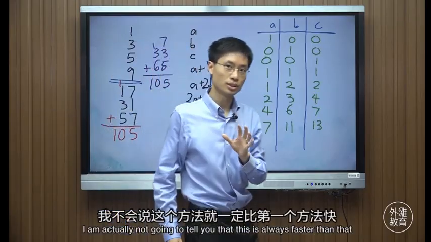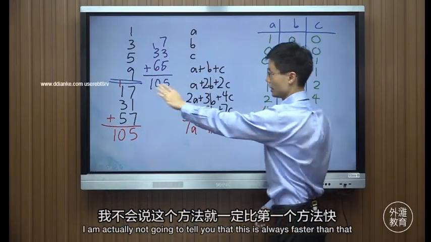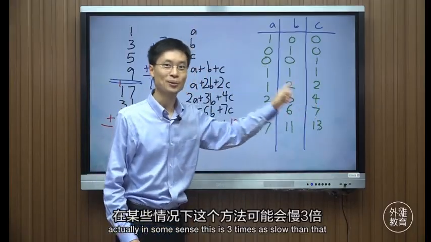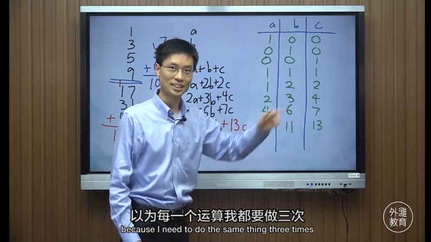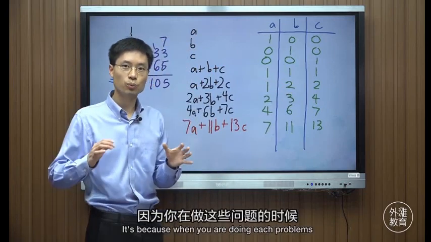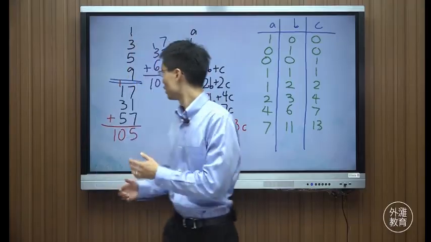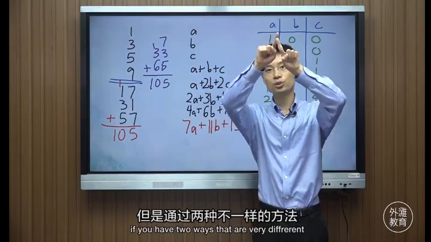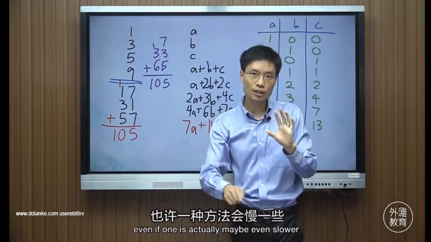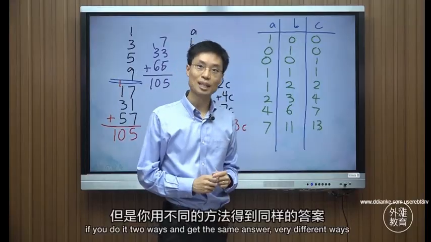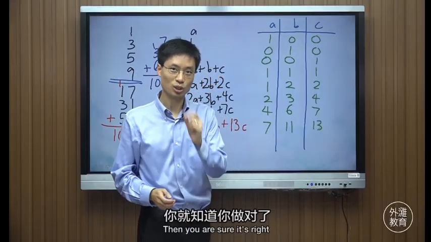I'm actually not going to tell you that this is always faster than that. Actually, in some sense, this is 3 times as slow as that, because I need to do the same thing 3 times. Why I'm showing you this is for a different reason. It's because when you're doing these problems, a number 105 is scary. You don't know if you made a mistake. If you have 2 ways that are very different, even if one is actually maybe even slower, if you do it 2 ways and get the same answer, very different ways, then you're sure it's right.